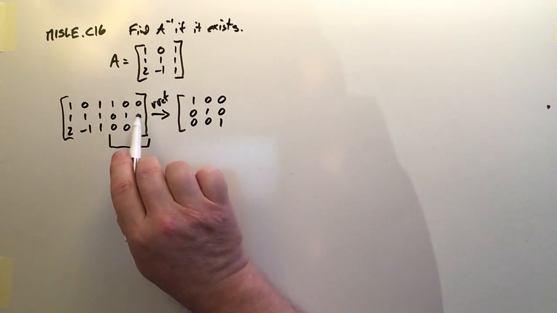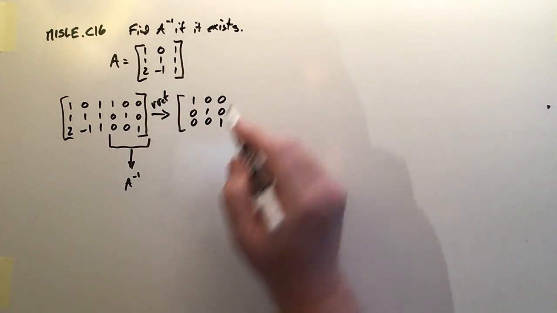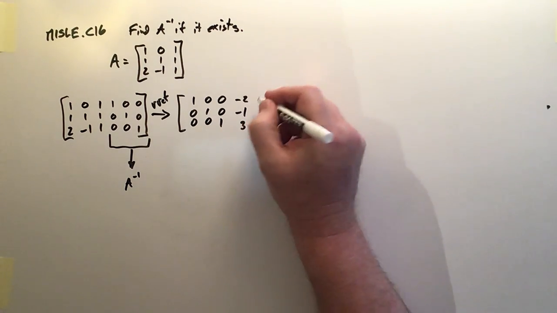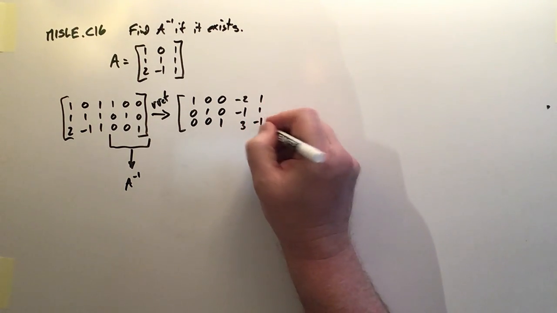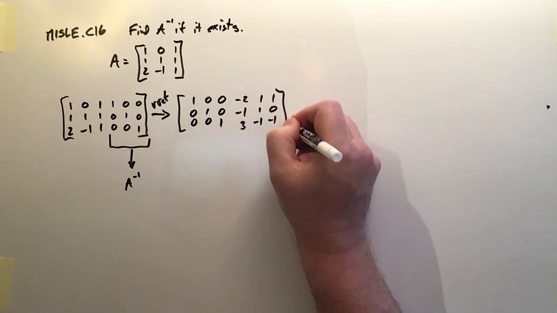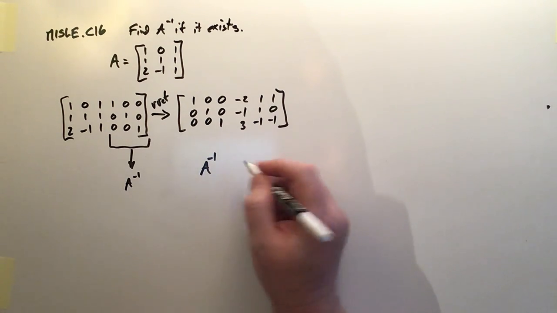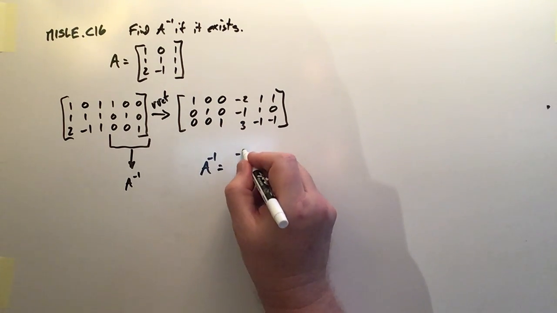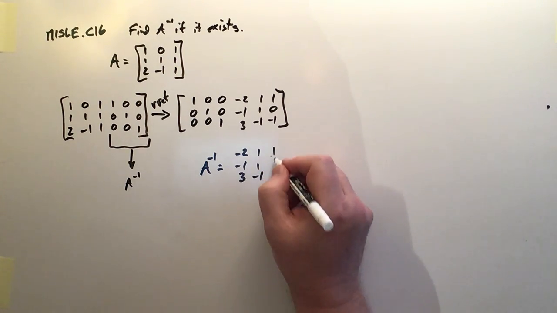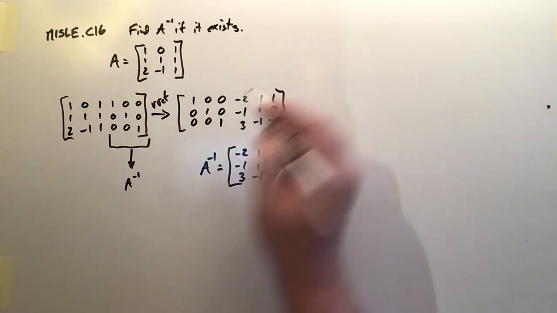And then the remaining part of the matrix, which is basically what happened to the identity matrix with these row operations, is it became negative 2, negative 1, 3, 1, 1, negative 1, and 1, 0, negative 1. And there it is. This then is the identity matrix. This is A to the minus 1. Negative 2, negative 1, 3, 1, 1, negative 1, and 1, 0, negative 1 turns out to be the inverse of matrix A.